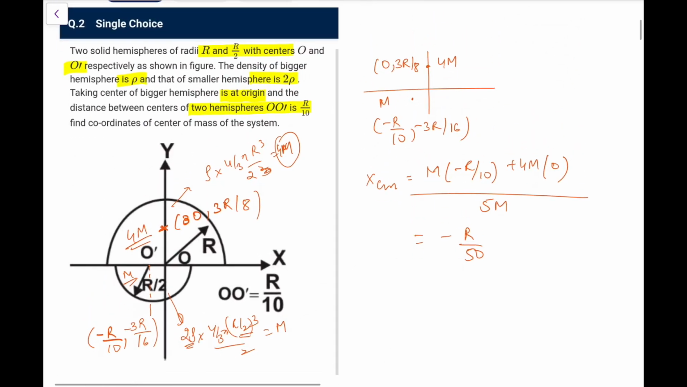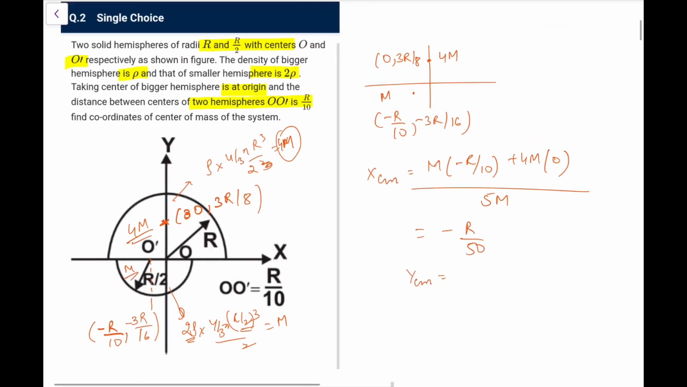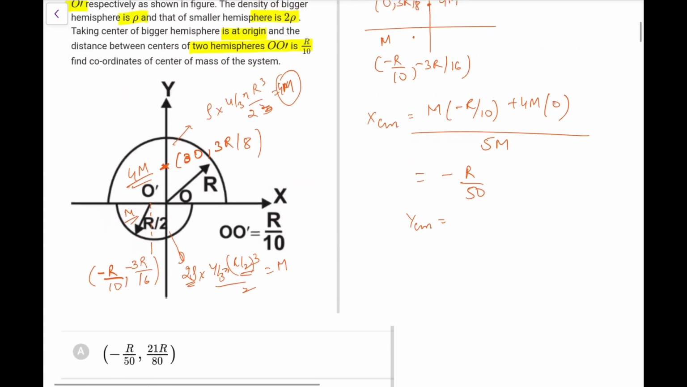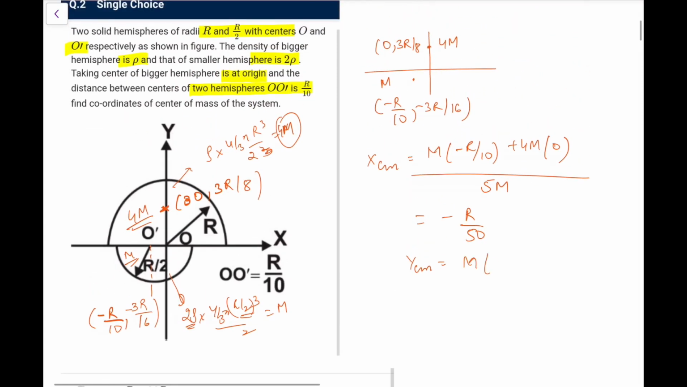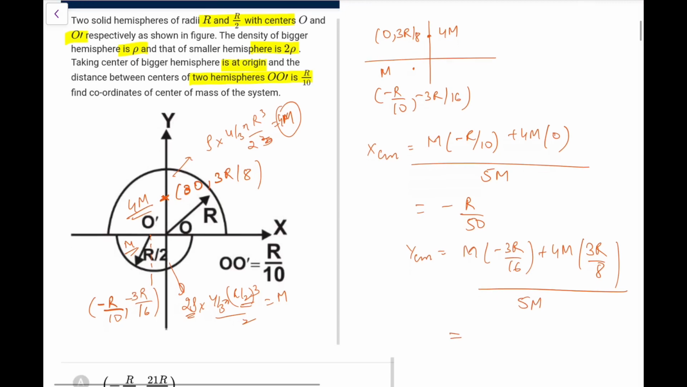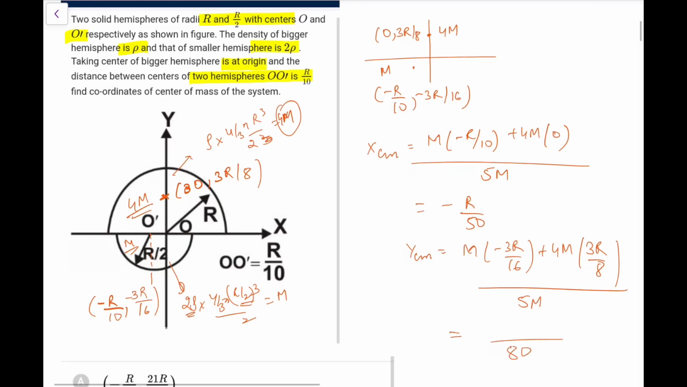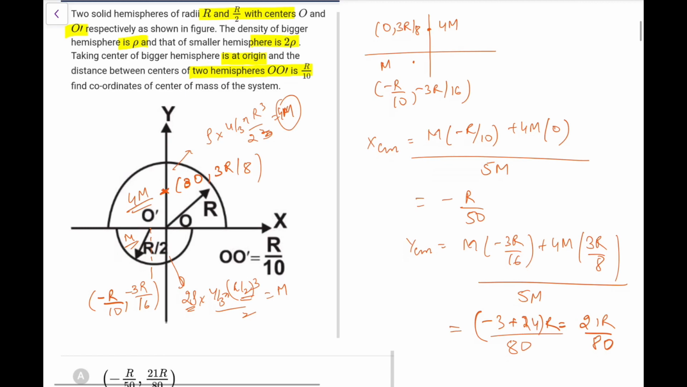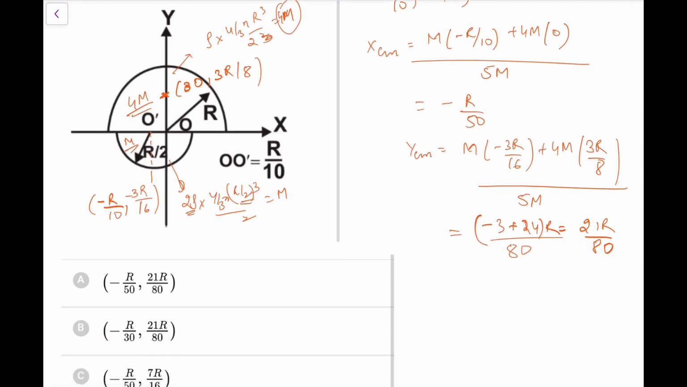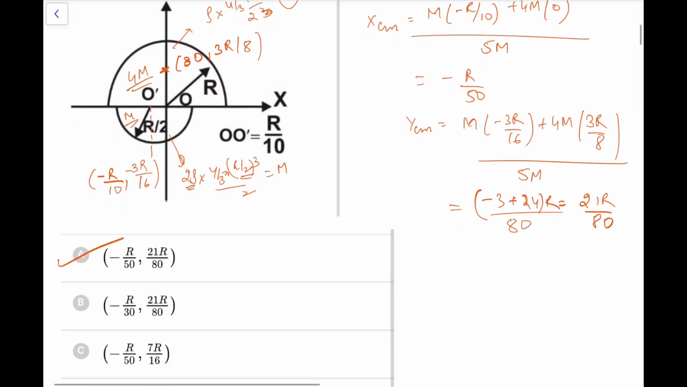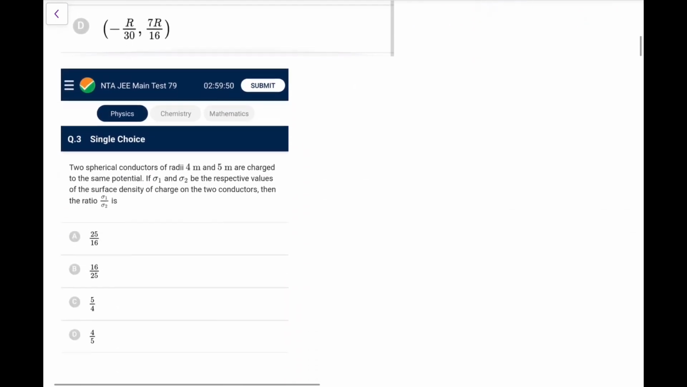There are many options, 2 options. Next, the y coordinate. Let me look at the options first. Okay, options are like that, solve. So m into minus 3r by 16 plus 4m into 3r by 8 divided by 5m. I'll take the LCM 16, 5 into 16 is 80, and this would be minus 3 and this will become 4 times 3 is 12, and 2, that is 24. So it comes out as 21r by 80. So YCM is 21r by 80. So option A, the first option, is the correct one that I am getting here. A nice question.